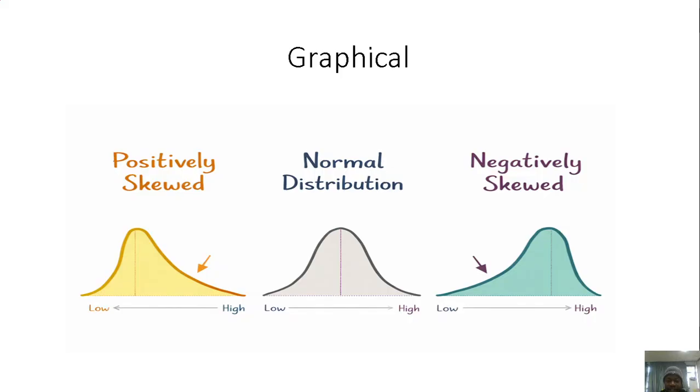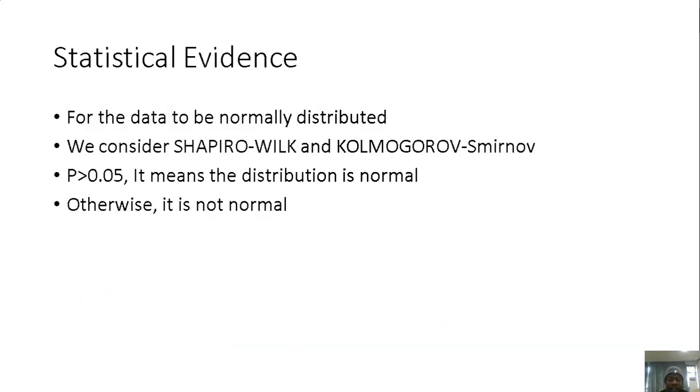And let's see the statistical evidence too. In the statistical evidence, we use the Shapiro-Wilk and Kolmogorov-Smirnov tests. When you perform this, you check your p-value and match it to 0.05. If your p-value is greater than 0.05, it means the distribution of the data is normal, or the data is normally distributed. Otherwise, the data is not normally distributed.